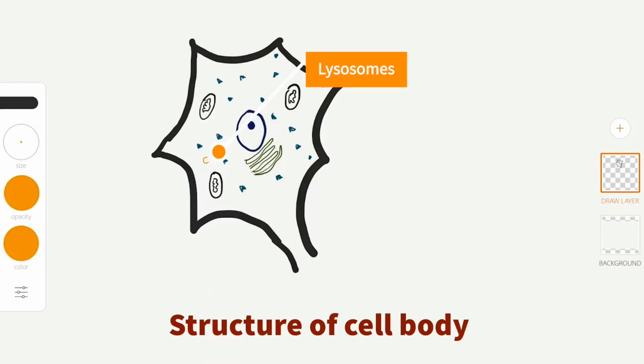The next cell organelle is the lysosome. Now, lysosomes are membrane-bound vesicles which are again scattered throughout the cell body of a neuron. They usually measure about 8 nanometers in diameter and they function as the cell scavengers. They help in intracellular digestion.